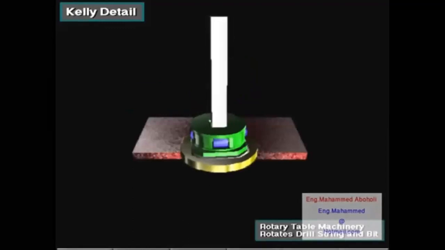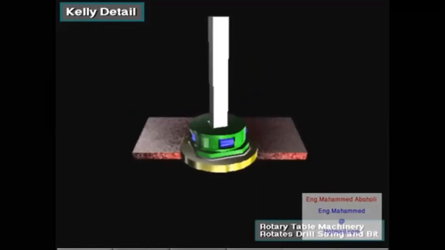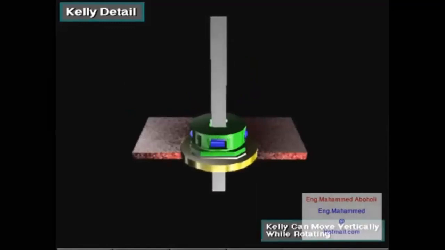The Kelly is flat-sided with either a square or hexagonal cross-section. It's square in this drawing. It is hollow, so that drilling fluid can flow through it. The Kelly moves through a square or hexagonal opening in the Kelly drive bushing. The Kelly drive bushing mates with the master bushing in the rotary table. The rotary table turns the master bushing, the Kelly drive bushing, the Kelly, and the attached drill string and bit. The Kelly can move vertically while rotating.